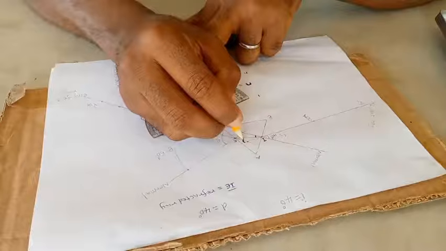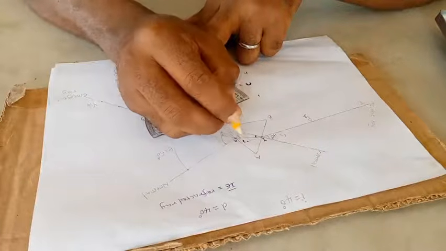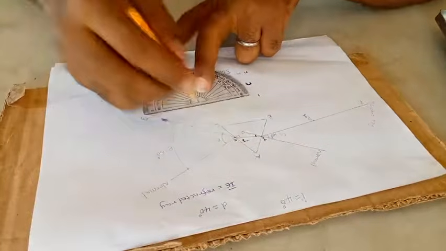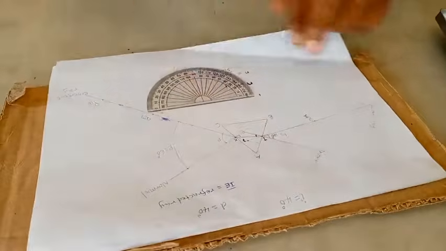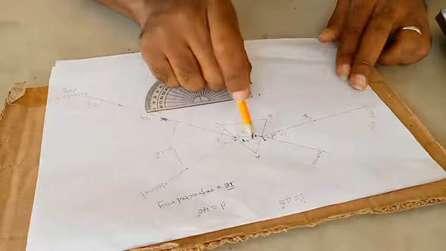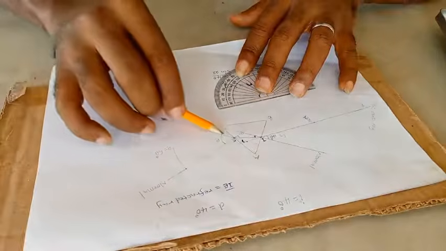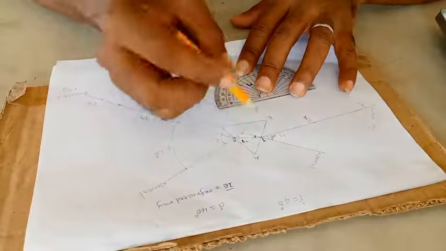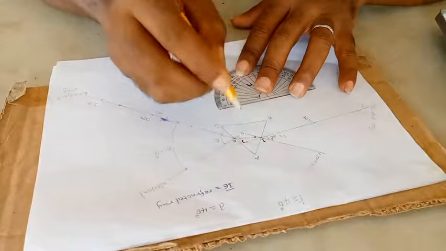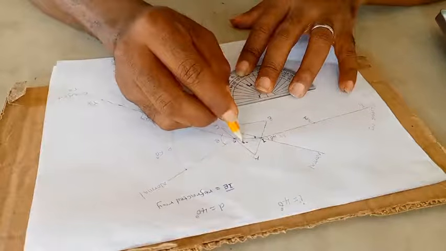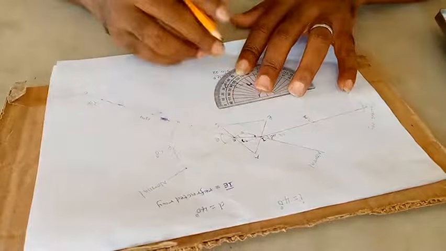Okay, let us move on to this angle. I want to measure the angle of deviation D. That angle of deviation is between the incident ray which I produced and the emergent ray which I produced. You can see that both of them meet here, and this is the angle of deviation D. So let us measure it.